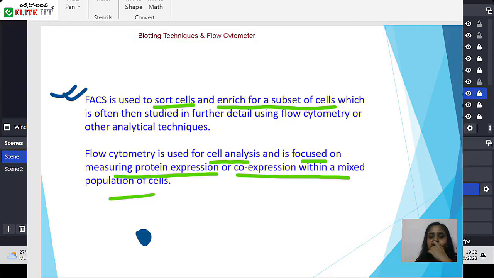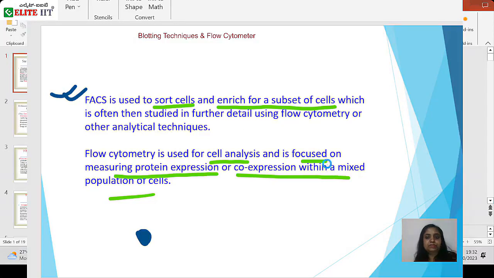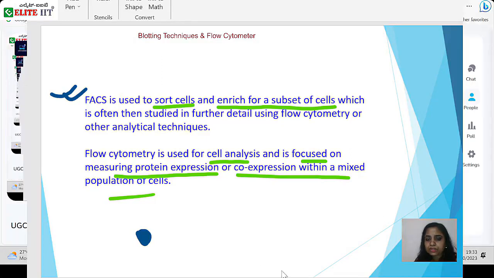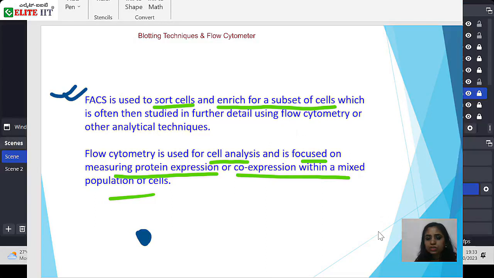Class flow cytometer blotting. Why it is not showing? Just a minute. Put out first. It is not showing. Blotting flow cytometer.